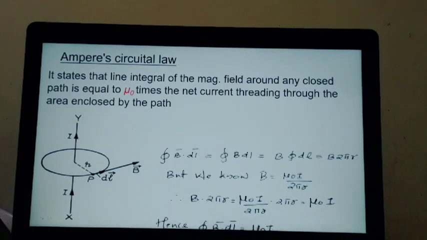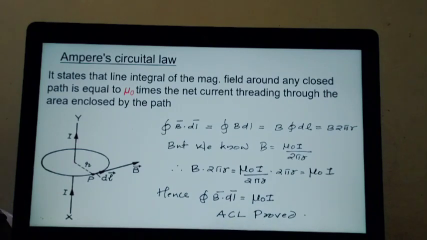By Ampere's circuital law, the line integral of B dot dl is the closed integral of B dl, which is equal to B times the integral of dl, since B is constant. The integral of dl is 2 pi r, because dl is a small length on the circumference, so the total is the circumference 2 pi r. We know B is equal to mu 0 I by 2 pi r, which we have already calculated. So B into 2 pi r becomes mu 0 I by 2 pi r multiplied by 2 pi r. The 2 pi r terms cancel, and mu 0 I remains.